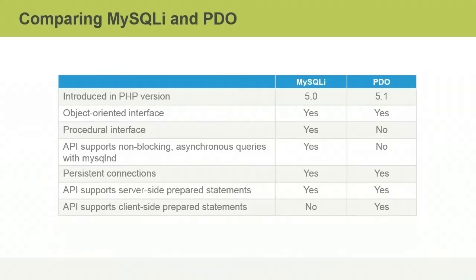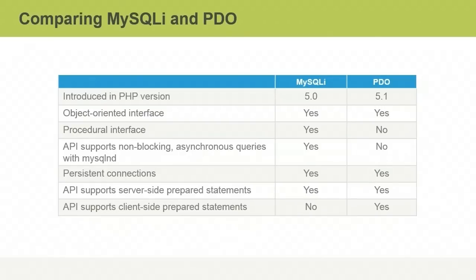MySQLi was introduced in version 5 and PDO was introduced in version 5.1. Both MySQLi and PDO support object-oriented interface. Procedural interface: MySQLi has procedural interface whereas PDO does not. The API supports non-blocking asynchronous queries with MySQLnd: yes, MySQLi does provide for this and PDO does not provide these calls.